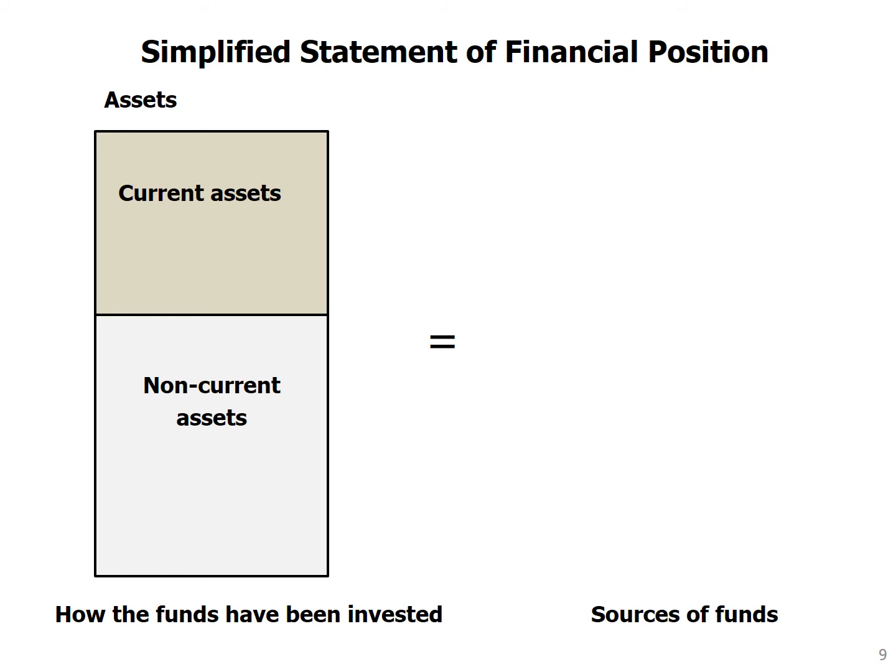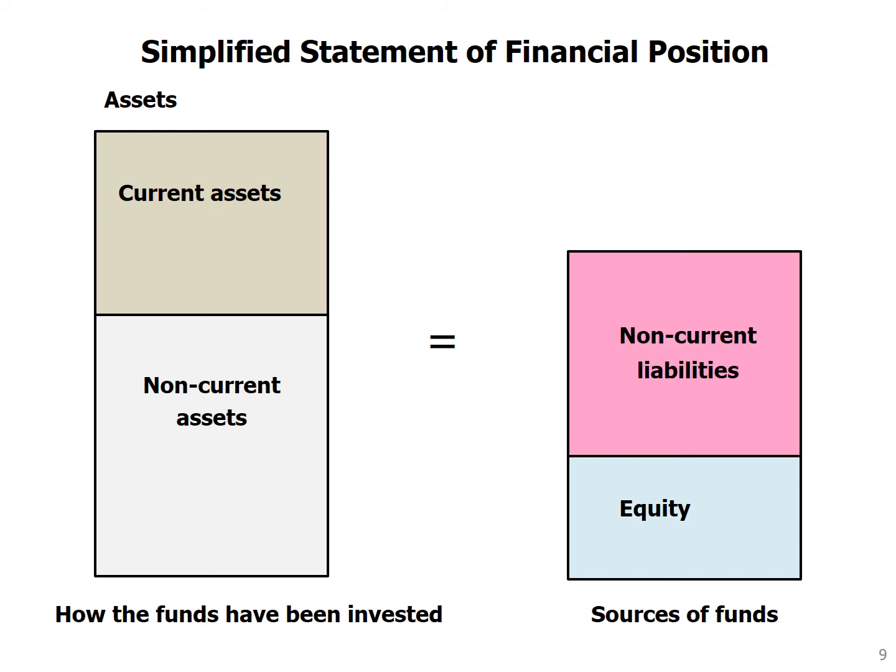Liabilities, sources of funds, are classified into equity, a form of perpetual funding provided by the owners of the firm. Non-current liabilities are the long-term financing, in this case debt financing, where payment is due more than 12 months into the future. And current liabilities, short-term debt and amounts owed to suppliers and other creditors, are due to be paid within 12 months of the date of the statement of financial position. So that shows the sources of funds and how the funds have been invested.